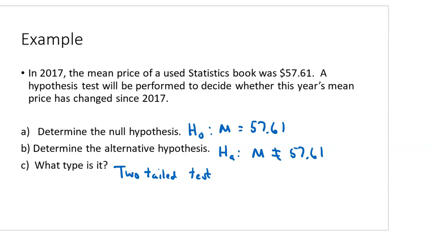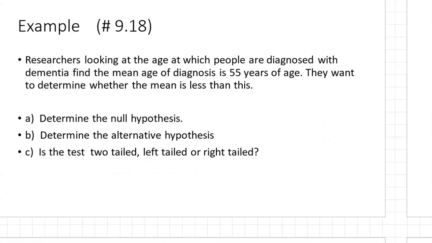Because it could be that the prices have gone up, because prices on textbooks always go up. Or it could be that a flood of those textbooks hit the market and the price actually dropped. So I don't know whether it's more or less, and because I don't know, I'm not going to hypothesize about it. I'm simply going to say I think it's not the same as it was in 2017. So, not equal to. And because it's not equal to, it's a two-tailed test. It could go either way.